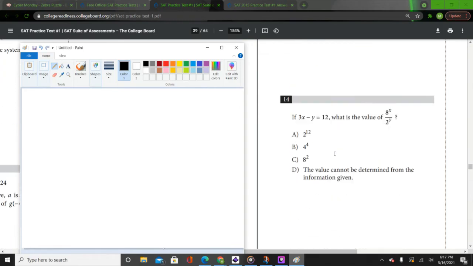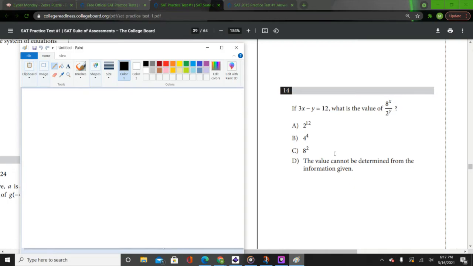Right, we're in 14 now, and 14, let's see the problem. If 3x minus y is equal to 12, what is the value of 8 to the x divided by 2 to the y? Well, that's certainly interesting. This one I will say is hard. I believe there is in fact an answer, and we will try to do so right now.